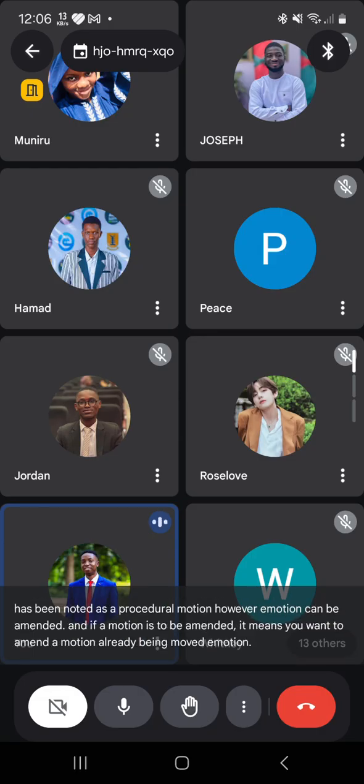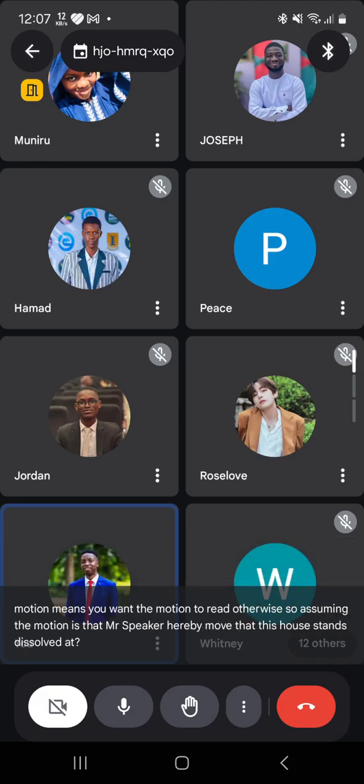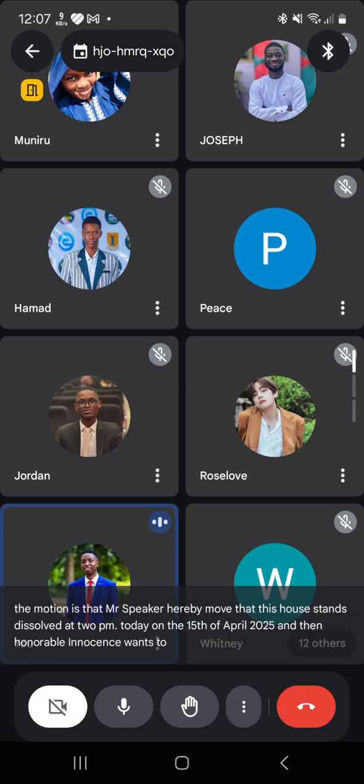A motion has to be moved and seconded before it can be amended. And to amend the motion means you want the motion to read otherwise. So assuming the motion is that, Mr. Speaker, I hereby move that this House stands dissolved at 2 p.m. today on the 15th of April 2025. And then Honorable Innocent wants to amend such a procedural motion.